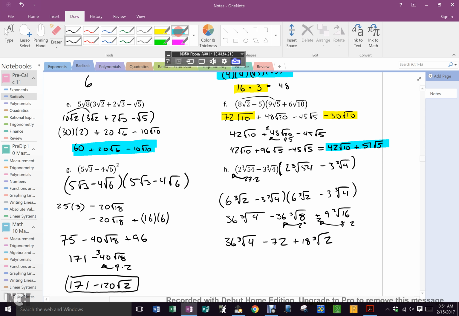Now, there is an answer. In a perfect world, we would put them in descending order. So in a perfect world, it would be 36 cube root 4 plus 18 cube root 2 minus 72.